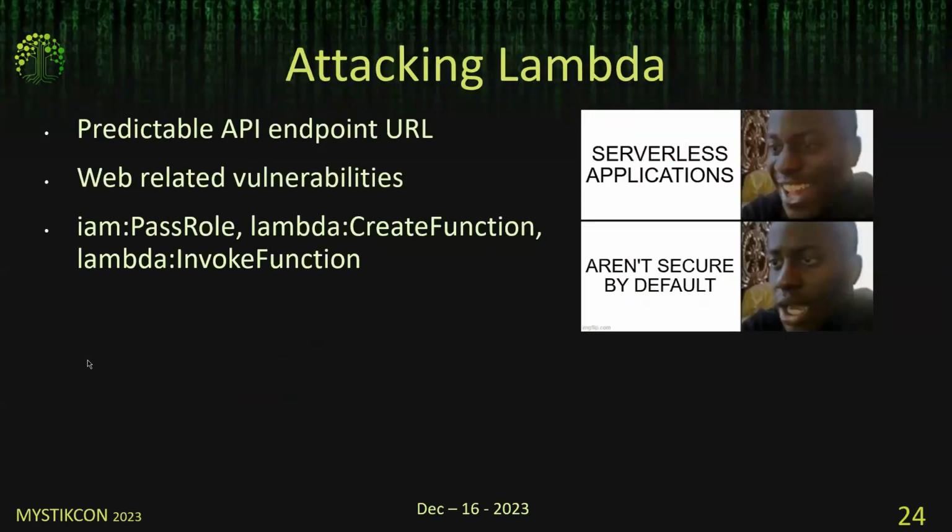Let's talk about attacking Lambda. I haven't come across a Lambda vulnerability till now, apart from web-related vulnerabilities. But I did see RCE happening in a Lambda function. It was not done by me; some researcher was doing it. I saw that. But okay, so let's talk about predictable API endpoint URLs.